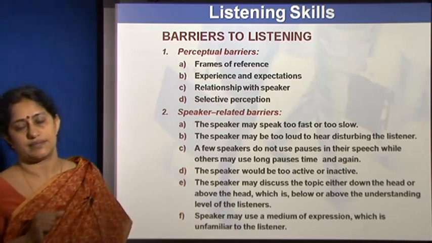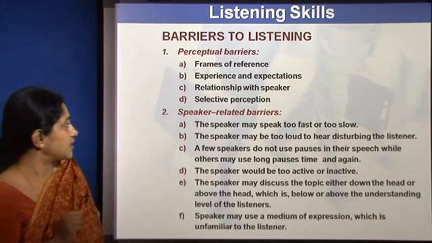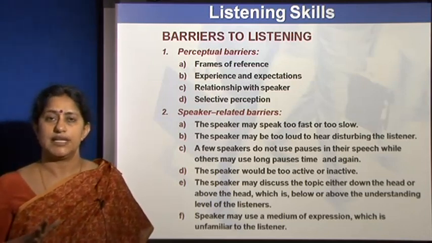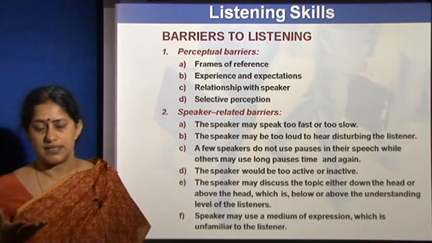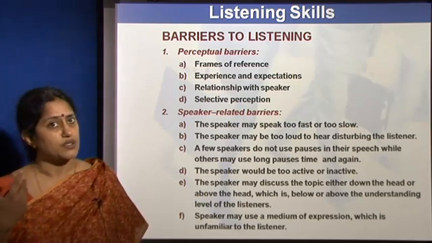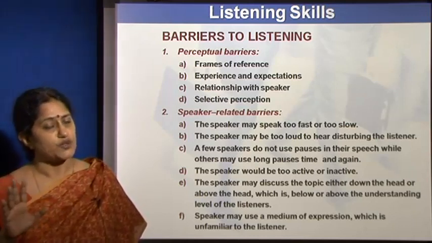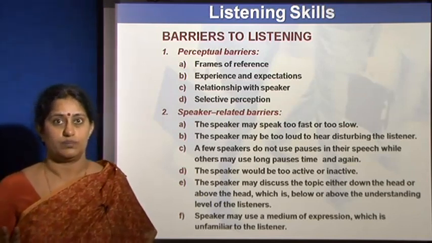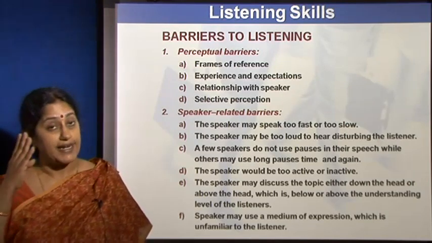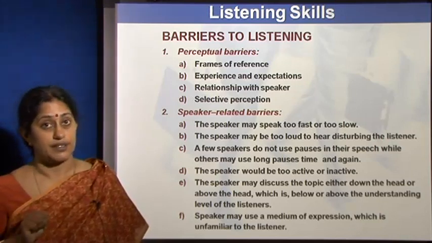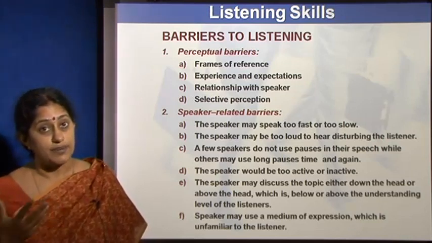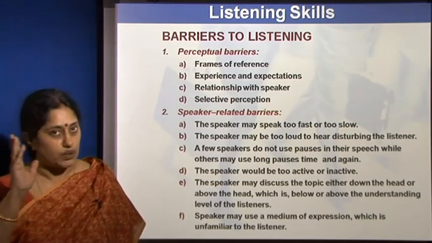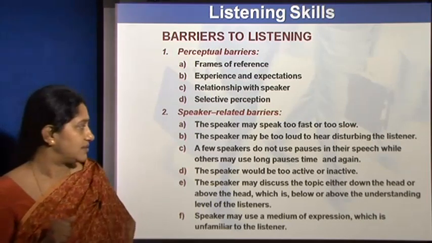Speaker-related barriers. The speaker may speak too fast or too slow. If somebody is too fast, then the people who are listening may not be able to get all the words and hence may not be in sync and they may stop listening. Or if the person is too slow, because the brain can process up to 400 words a minute, while the delivery may be so slow that the brain starts overworking and the whole comprehension is lost.